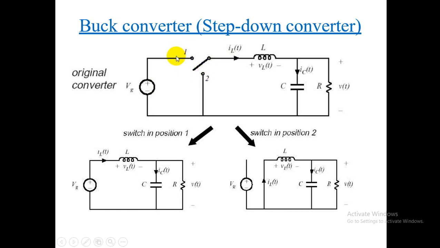You can say position 1, position 2 here, and at the load side there is one inductor placed here. The value of the inductor is large, and the capacitor is for filtering purposes, and sometimes for getting more voltage. In this case, it is for filtering purposes. There is one resistance; we can say this is the load.